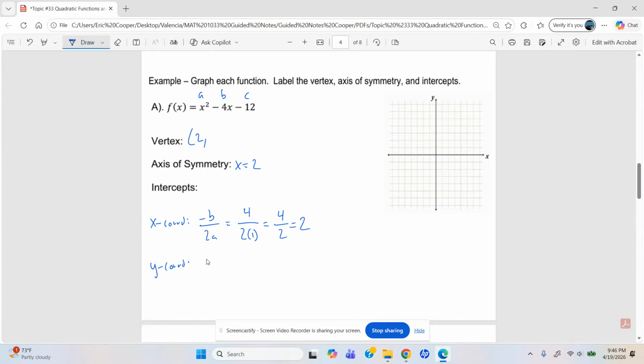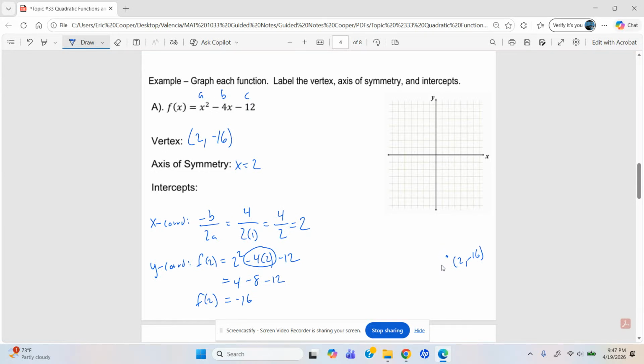For the y-coordinate, we'll find f of 2. So we'll do 2 squared minus 4 times 2 minus 12. 2 squared is 4. Negative 4 times 2 is negative 8, minus 12. That ends up being negative 16. So the y-coordinate is negative 16. So we'll go to 2, and negative 16 in this case goes off the chart, so we'll put it way down here, and we'll call this point 2, negative 16.